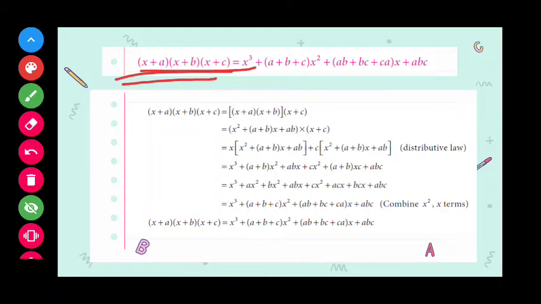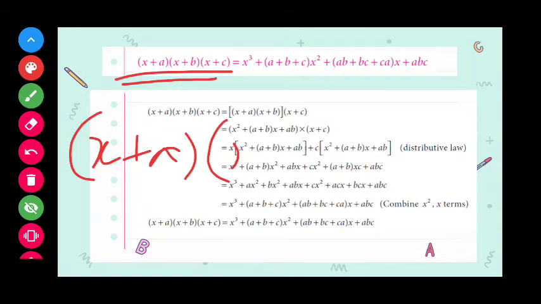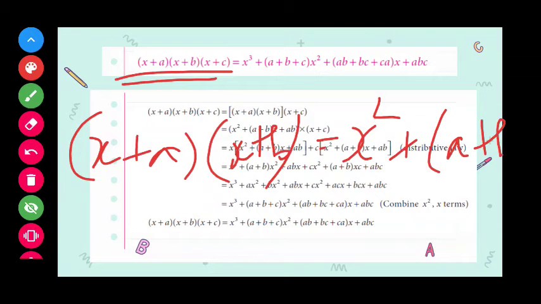Okay, so as usual first you will write the x square. Let's recall what we saw in the last class. x plus a into x plus b is equal to x square plus a plus b into x plus ab. Okay, this is what we saw in the last class.